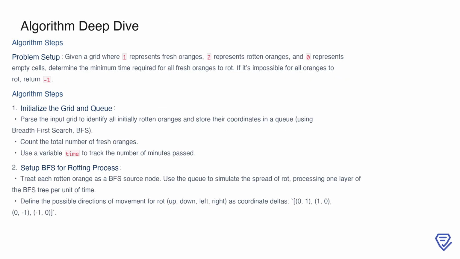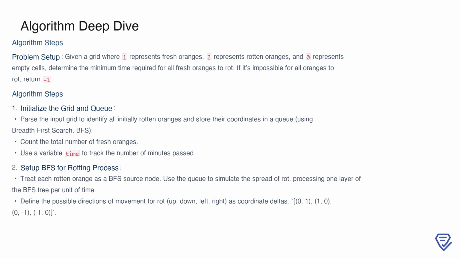To solve the rotting oranges problem, we first need to understand the setup. The grid contains 3 types of cells: fresh oranges represented by 1, rotten oranges by 2, and empty cells by 0. Our goal is to calculate the minimum time it takes for all fresh oranges to rot. If there are unreachable fresh oranges, we return -1.